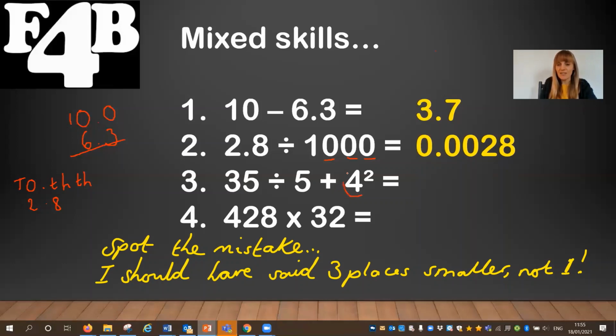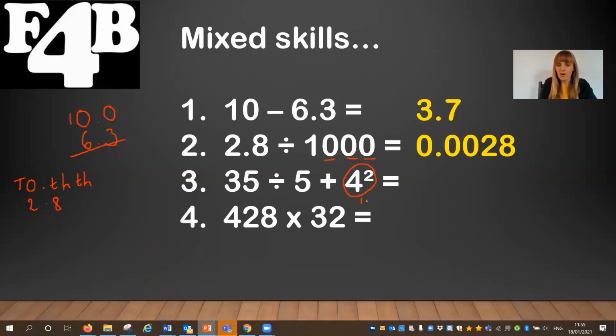Now for number 3, our big maths question, obviously our most important is to think what's the order. So indices here, or operation if you called it BODMAS. This is 4 squared, so that gives us an answer of 16. And then obviously the next most important is our division. 35 divided by 5 is 7. And then we need to add those together to give us an answer of 23.